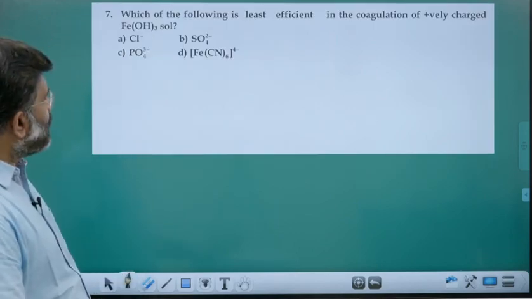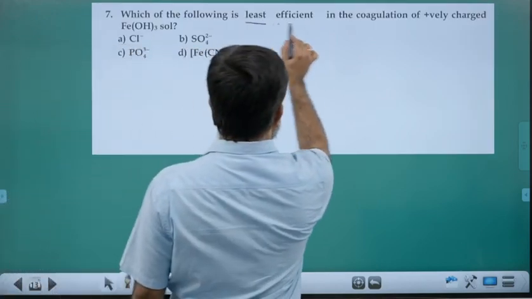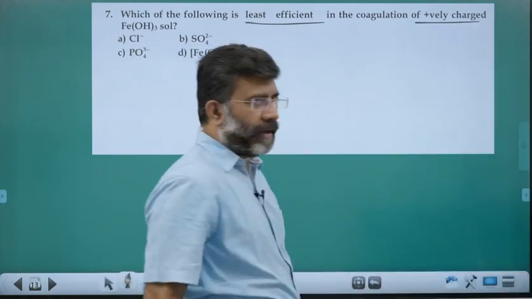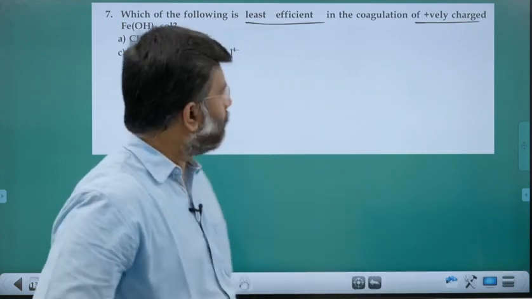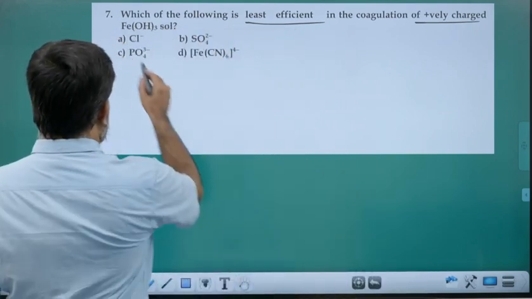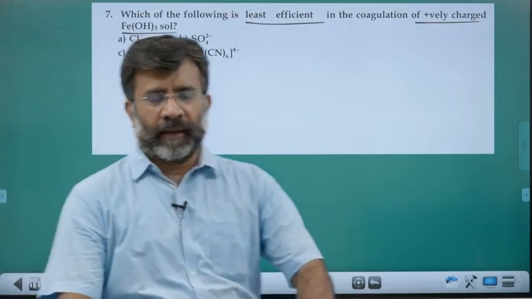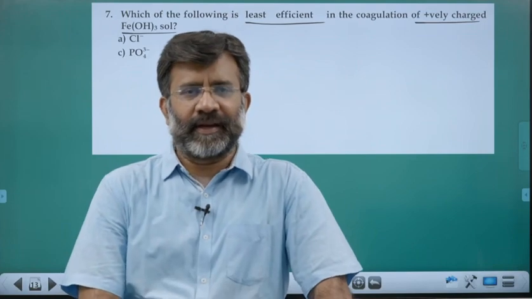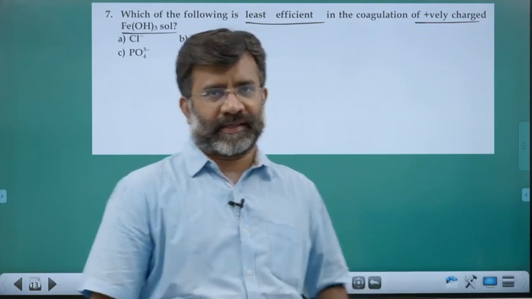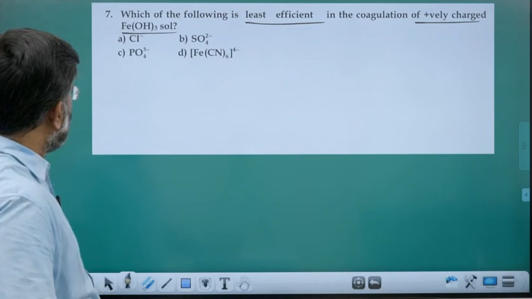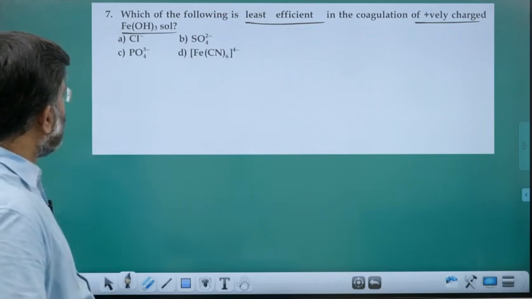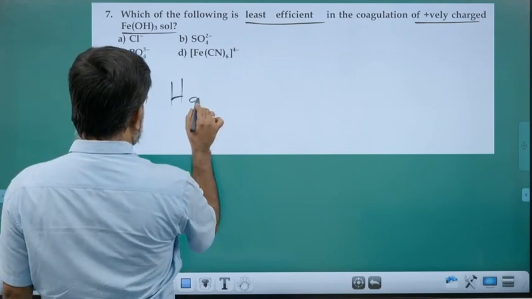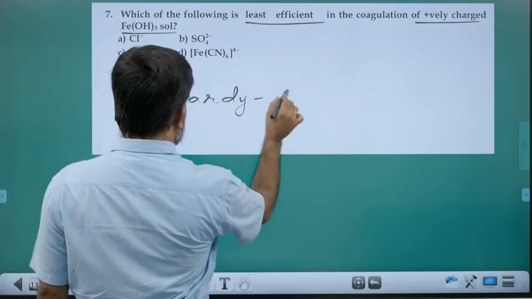Which of the following is least efficient in the coagulation of positively charged sol? A positively charged colloid, ferric hydroxide, is a positively charged sol. A positively charged colloid is flocculated by a negative electrolyte, negative ion. All are given negative ions only, and that depends on the Hardy-Schulze rule, explained by Hardy-Schulze rule.